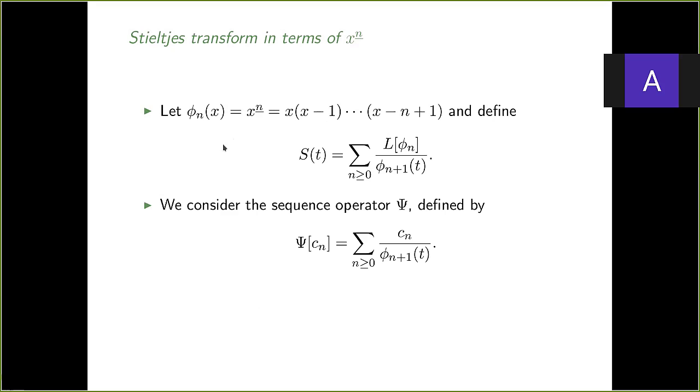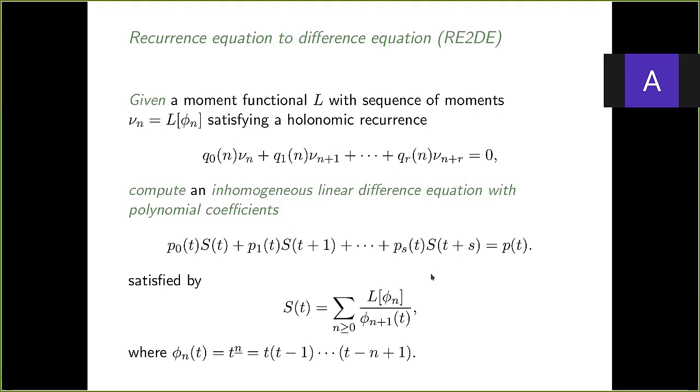And then we consider this sequence operator. In general, we could have any sequence here, but if we plug in the moments of the falling factorials, then we end up with this S of t up there. Then we say we are given a recurrence relation for these moments, and we want to automatically compute the difference equation satisfied by this S of t, by this generating function.